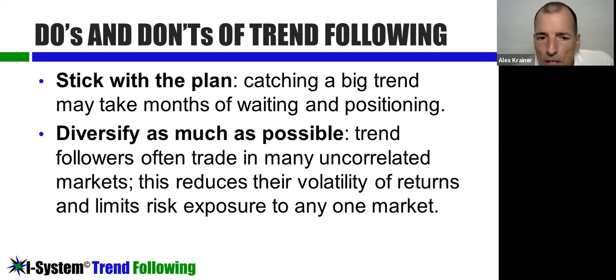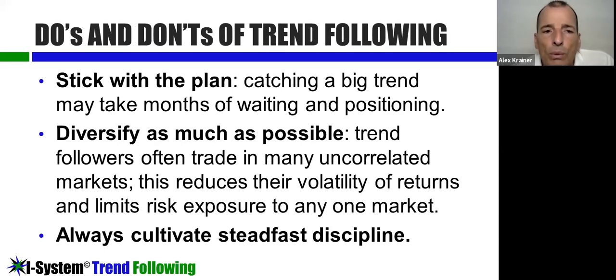Also diversify as much as possible. As we've seen, waiting for a trend can last a long time, but if you fraction your risk across many markets, you might be catching a trend in the gold market while elsewhere you're maybe just waiting or treading water. When that trend peters out, maybe there's going to be trends in cotton or gold. So the more diversified you are, the more likely it is that you'll be catching a strong trend in one of the markets that you trade. Finally, always cultivate steadfast discipline.